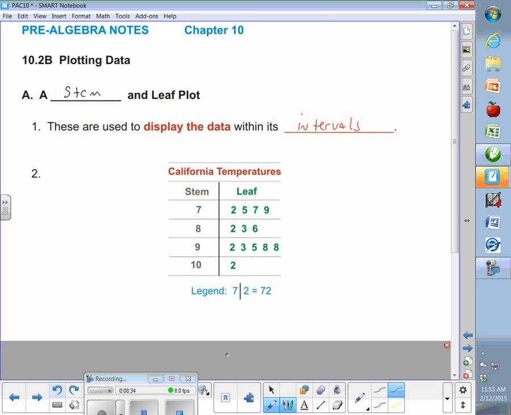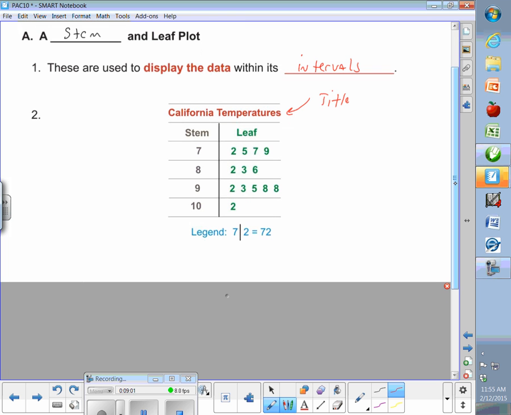Okay, so I've got an example here of a stem and leaf plot. There are a couple things that this one has that all of them do not have. So number 2 has everything listed. Not all of them do. This one has a title. It's nice to have a title. It tells you exactly what this thing's about. California temperatures. We can all comprehend that. So because this stem and leaf plot has a title, we understand what it's about.